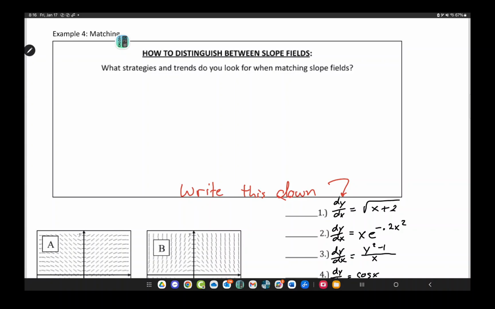Oh, that makes more sense. So, what strategies and trends do you look for in matching slope fields?